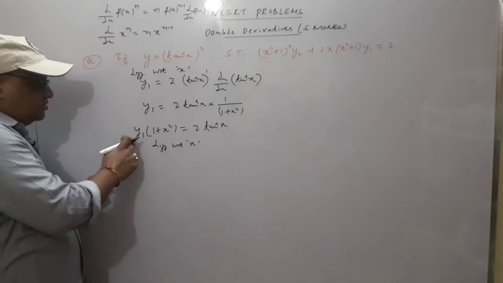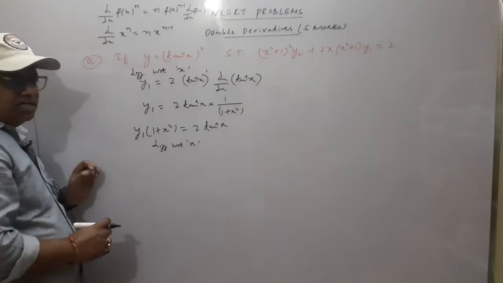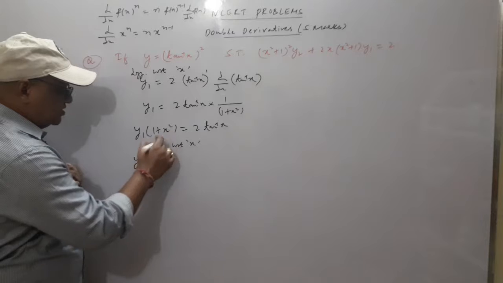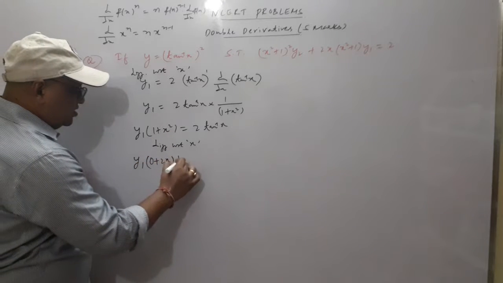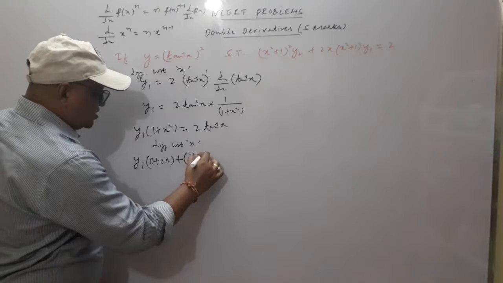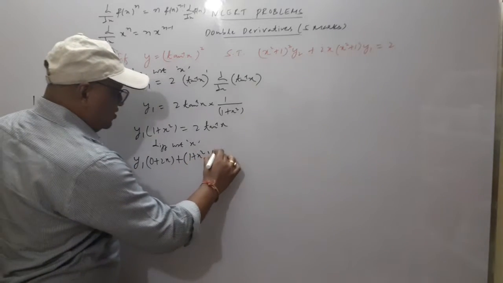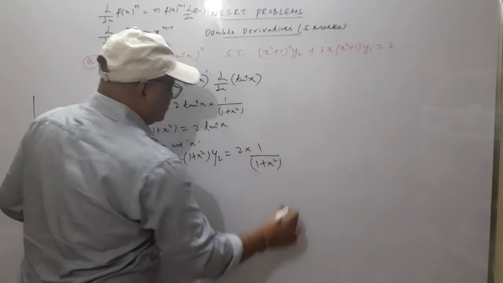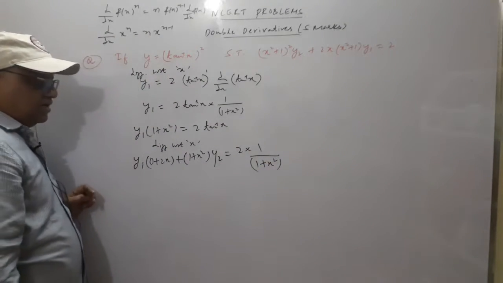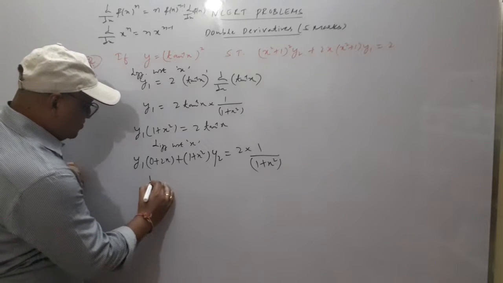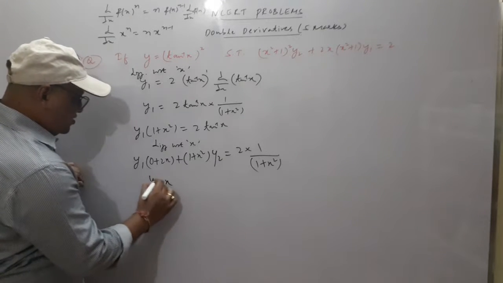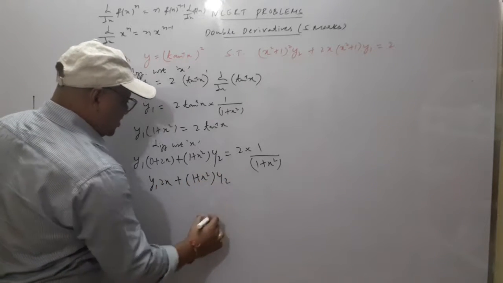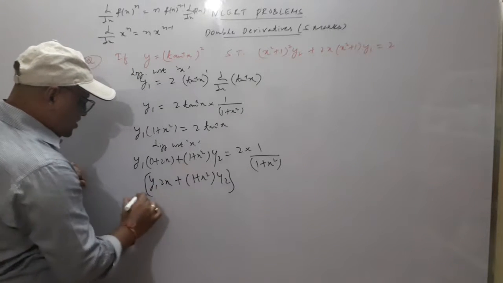Students, if you just observe, this is of the form UV rule. So, u v dash plus v u dash we have to do. So, u v dash, differential of 1 plus x square will be 0 plus 2x, plus v, 1 plus x square, into differential of y1 will give me y2, which is equal to 2 into 1 by 1 plus x square. Just cross multiply this term to the LHS. So, that will become y1 into 2x plus 1 plus x square into y2.